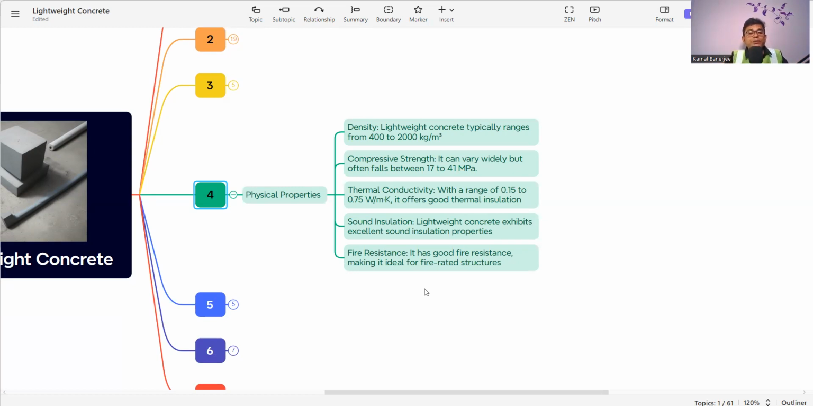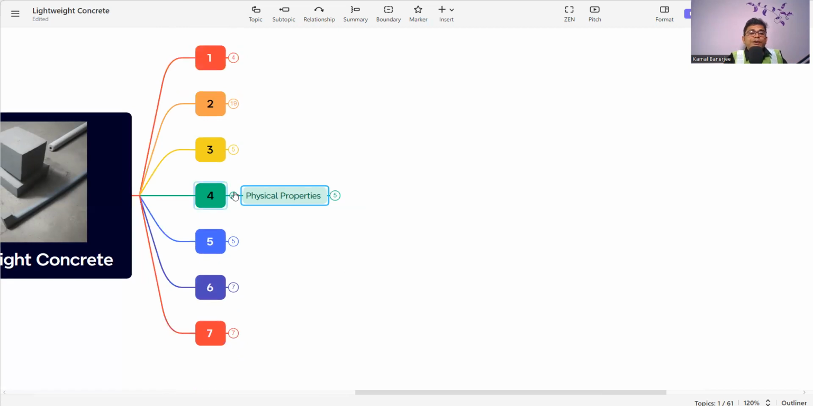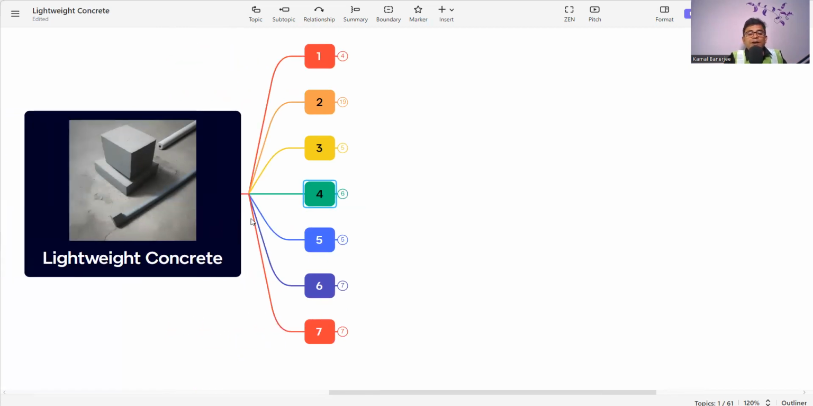So the thermal conductivity, sound insulation, and the fire resistance all have a wide range, and it has good thermal properties. So that's why this lightweight concrete is widely used now, and still for the betterment of strength and durability, the research and development is there. Maybe in future we'll find more durable and stronger concrete using the lightweight aggregates.